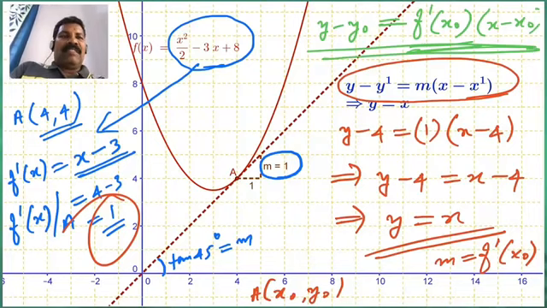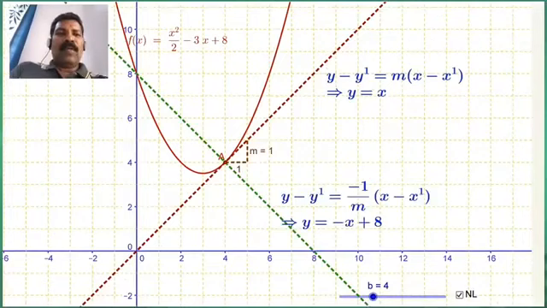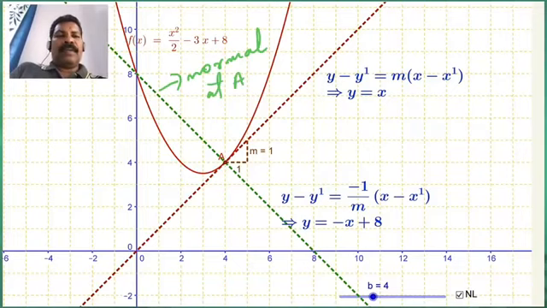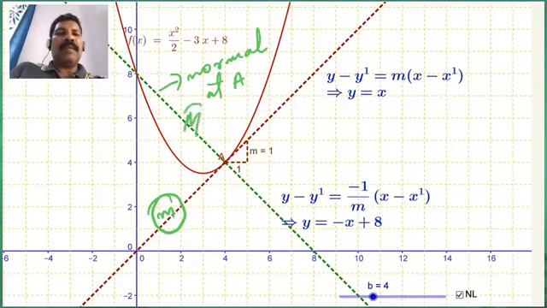Now let us draw a line which is perpendicular to the tangent at A. That is this green line. This is what is called the normal to the curve at capital A. Then how to find its equation? So we have to find the slope of the line first of all. So we know m is the slope of the tangent at A, and let capital M be the slope of the normal.